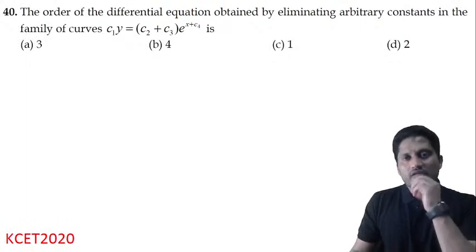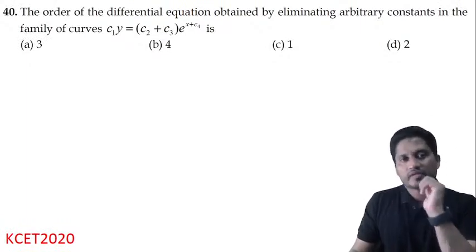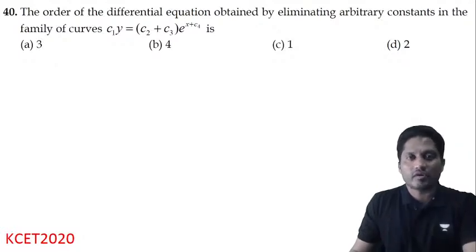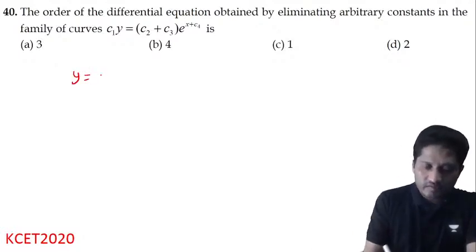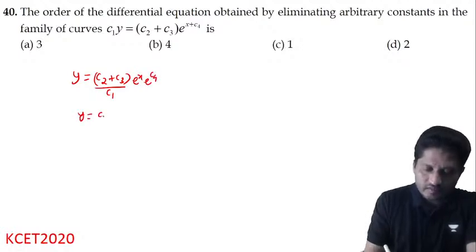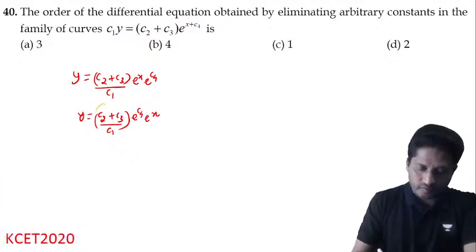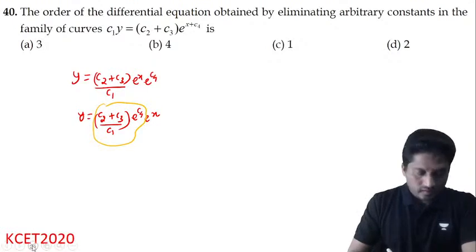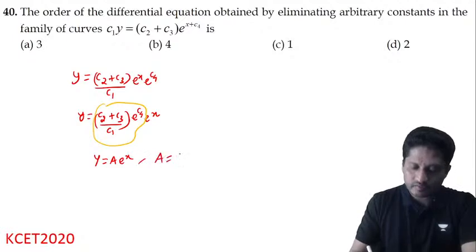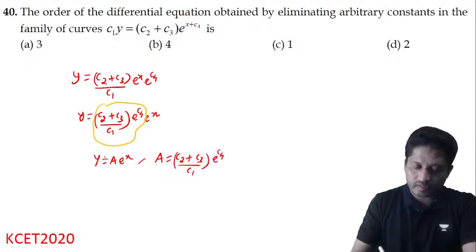The order of the differential equation obtained by eliminating arbitrary constants in the family of curves. Like I told you, number of arbitrary constants is equal to order of the differential equation. Y is equal to C2 plus C3 whole divided by C1 e power x into e power C4. This is one constant only. You group all this, this will be one constant. I can write this as y is equal to capital A into e power x. I take A is equal to C2 plus C3 upon C1 into e power C4. All this is one constant only. So there's only one constant.